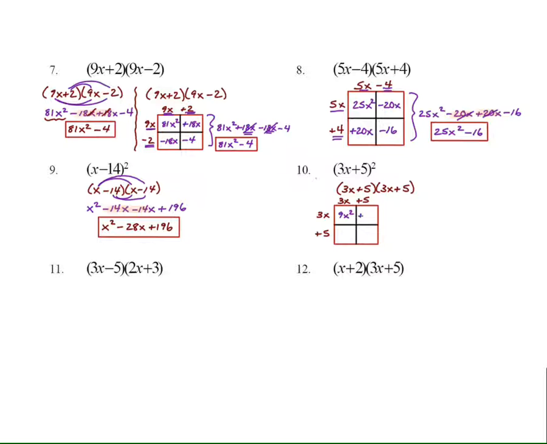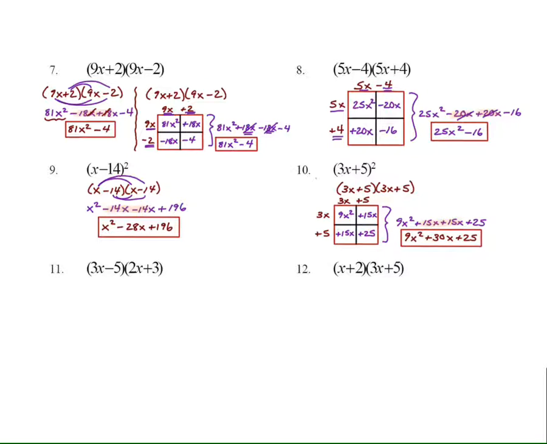So 3x times 3x is 9x squared. 3x times positive 5 is plus 15x. Positive 5 times 3x is plus 15x, and positive 5 times positive 5 is positive 25. And then again, what I like to do at this point is just write all 4 terms in a row or in a single polynomial expression, and then see what can be combined. In this case, the 2 middle terms add to 30x, and I'd be left with 9x squared plus 30x plus 25.